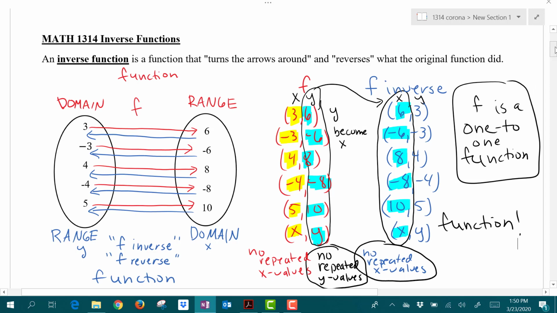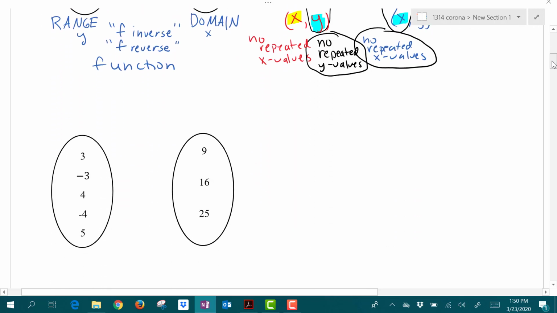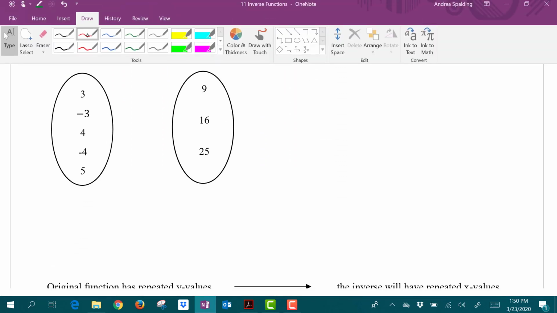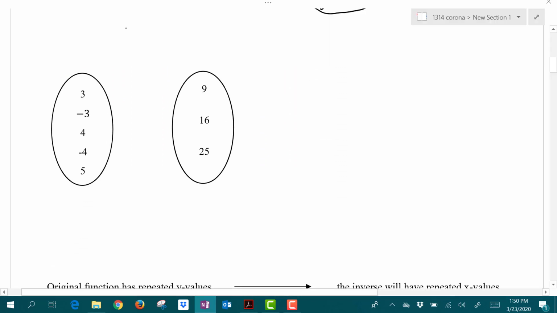Well, is there a possibility that the inverse would not be a function? And the answer is yes, so let's look at that. Alright, so I'm going to draw some arrows. Again, here's my domain, and here's my range. So I'm going to call this function f, and I'm going to draw some arrows. So I'm going to say 3 goes to 9, negative 3 also goes to 9.